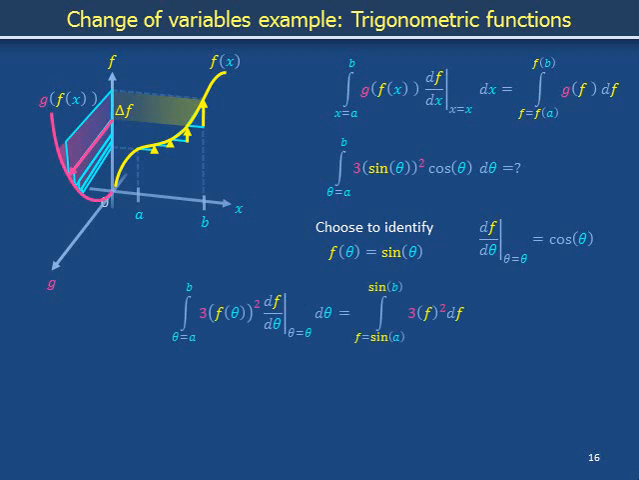According to the change of variables rule, the integral from theta equals a to b of 3 times the square of f of theta, df d theta, is equal to the integral without theta appearing explicitly, namely, the integral from f equals sine of a to sine of b of 3f squared df. But that's just an example of the power rule for differentiation. Evaluating f cubed at f equals sine of b and sine of a, and taking the difference, we obtain the value of the integral.